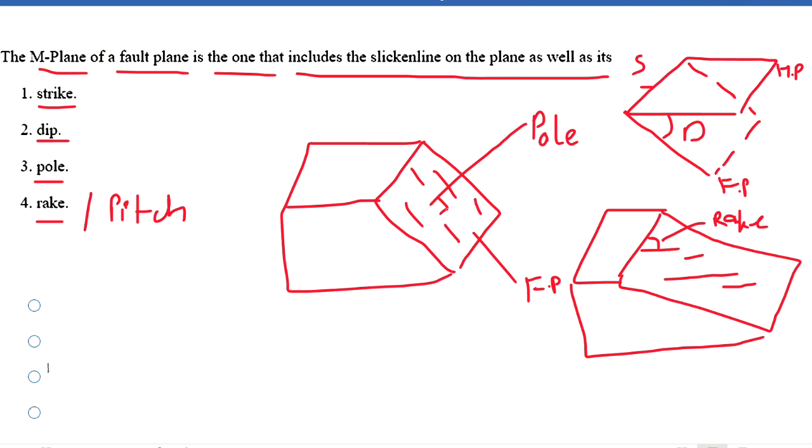So now our question is, this M plane of the fault plane is the one that includes circle lines, and what are the other things? That is our pole, that are directly related with this fault plane. Because for circle lines we need a horizontal plane, the intersection of that is our strike. But only on this single plane, circle lines and pole are the two things that are present. So our right option is option third, pole.